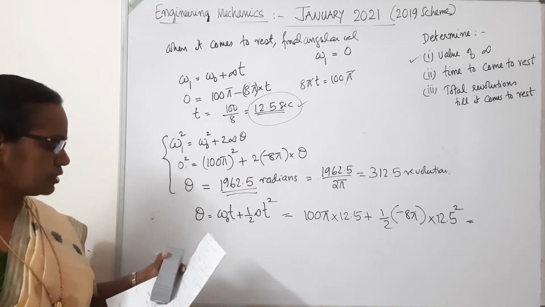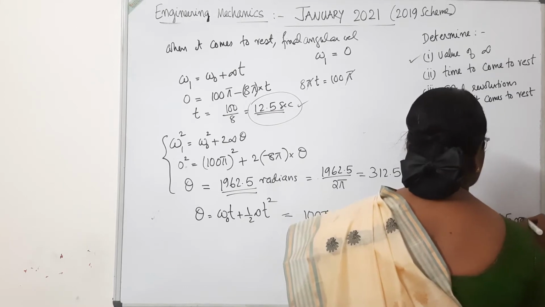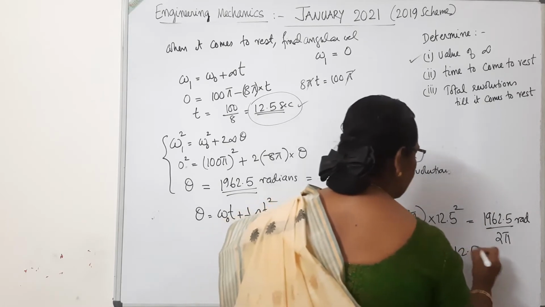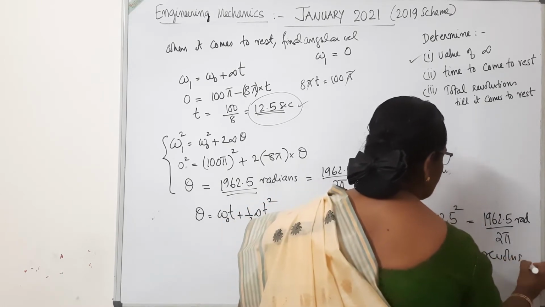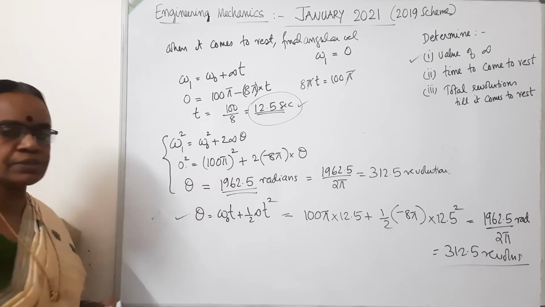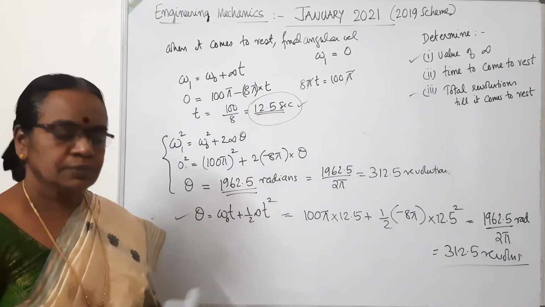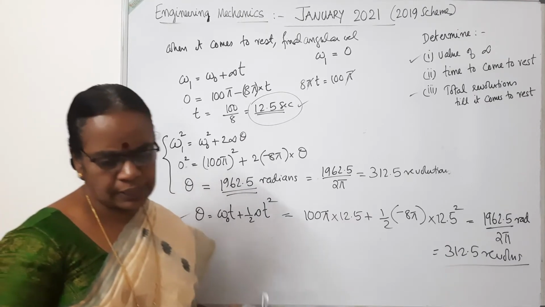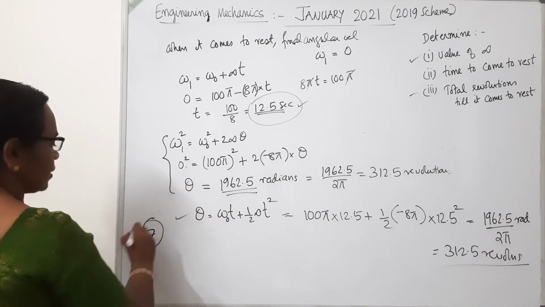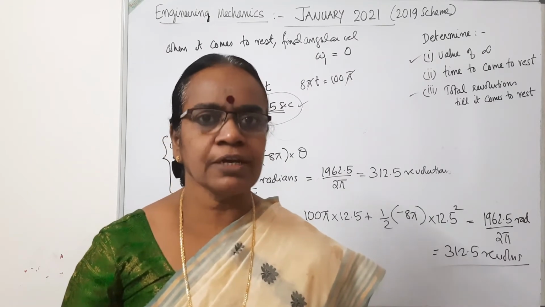Omega 0 t plus half alpha t square will also give you the result 1962.5 radians. That divided by 2 pi will give you 312.5 revolutions. So either you can use this expression or that expression. In both ways you can get the answer to the third part. This question carries 7 marks. So very simple, very direct application of the formula. So pass on to the next question.